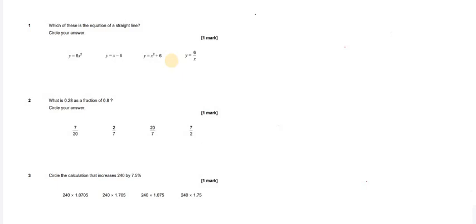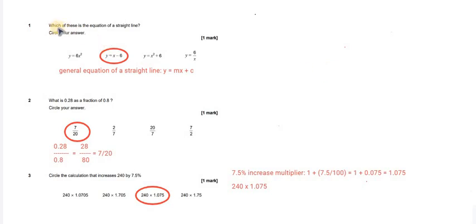Okay, let's get into it. Okay, question 1. Which of these is the equation of a straight line? Circle your answer. It's y equals x minus 6. If you follow the general equation of a straight line, y equals mx plus c, x has a power of 1. It's invisible, but it's a power of 1. That has a power of 2, that's x squared, that's x squared. Those two are not equations of a straight line.